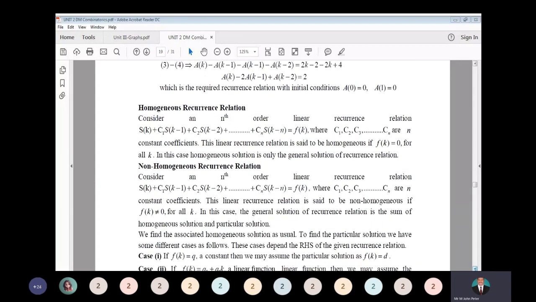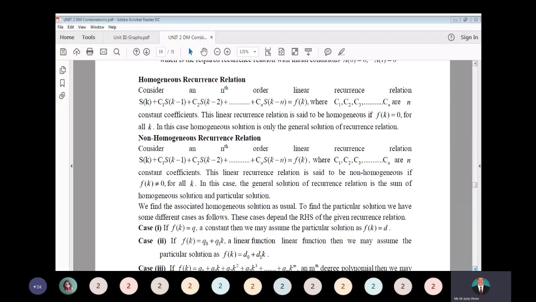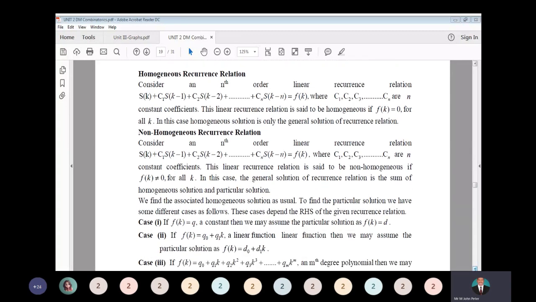Now the homogeneous recurrence relation and the solution we are going to see. Consider an nth order linear recurrence relation s of k plus c1 into s of k minus 1 plus c2 into s of k minus 2 plus and so on, cn into s of k minus n, that is equal to f of k, where c1, c2, c3 and so on cn are n constant coefficients. This linear recurrence relation is said to be homogeneous if f of k equal to 0 for all k. In this case, the homogeneous solution is the only general solution of the recurrence relation.